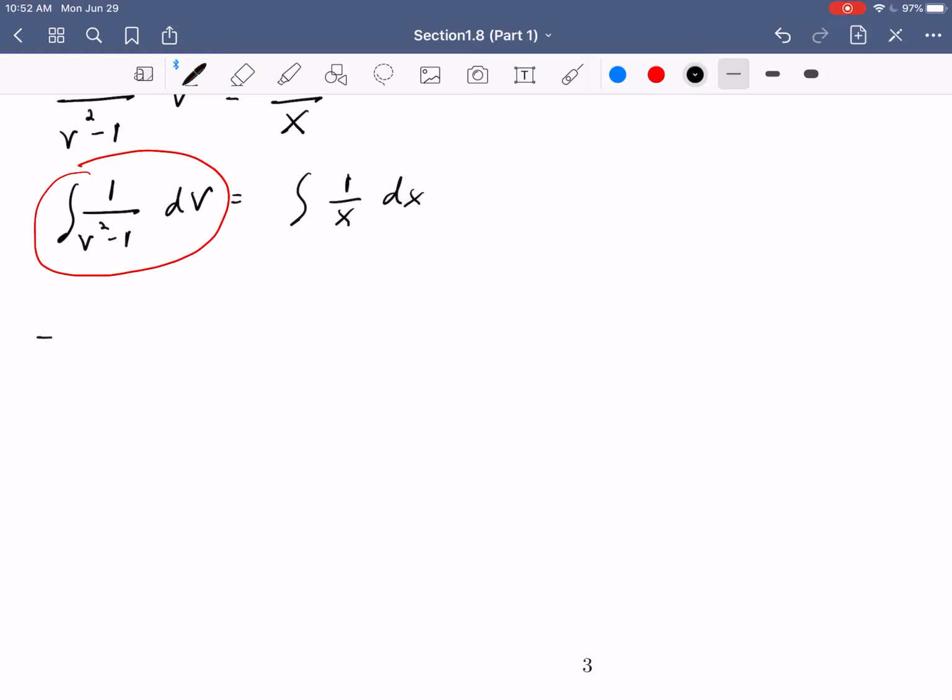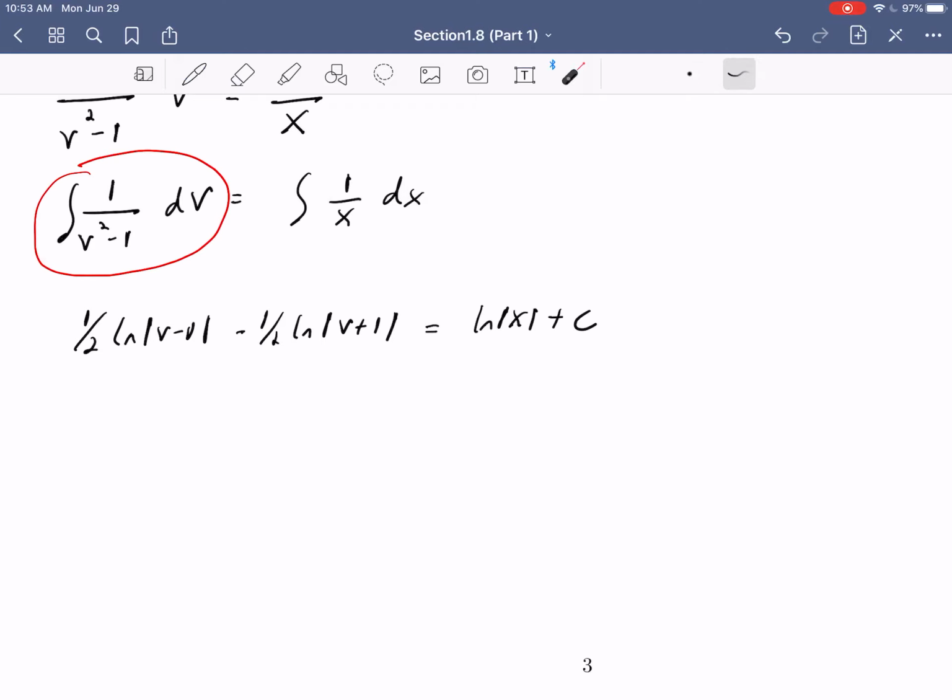So we just figured out that this is equal to 1/2 ln v minus 1, minus 1/2 ln v plus 1. And that's going to be equal, like we said, to ln absolute value x plus c. Okay, now, again, that's the major thing in terms of solving the differential equation.